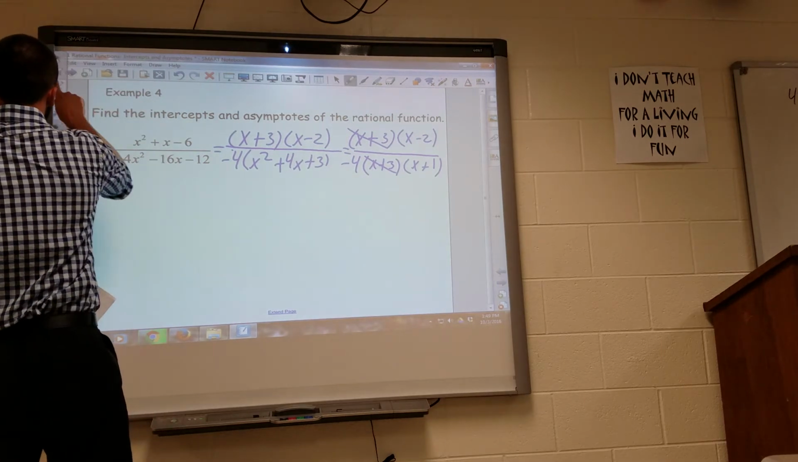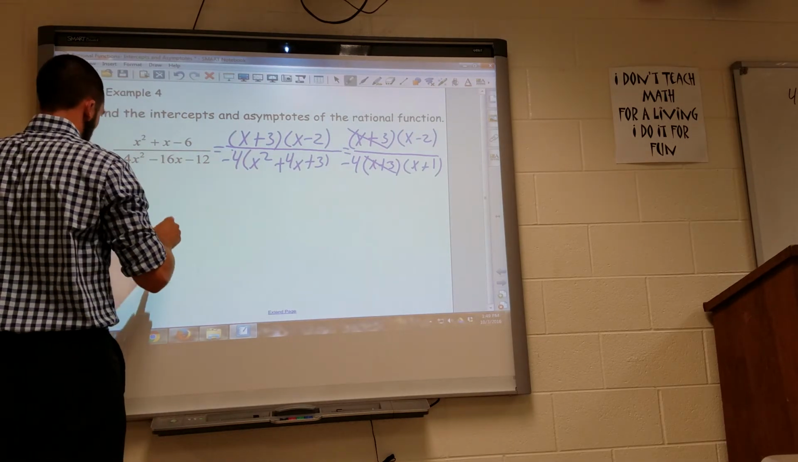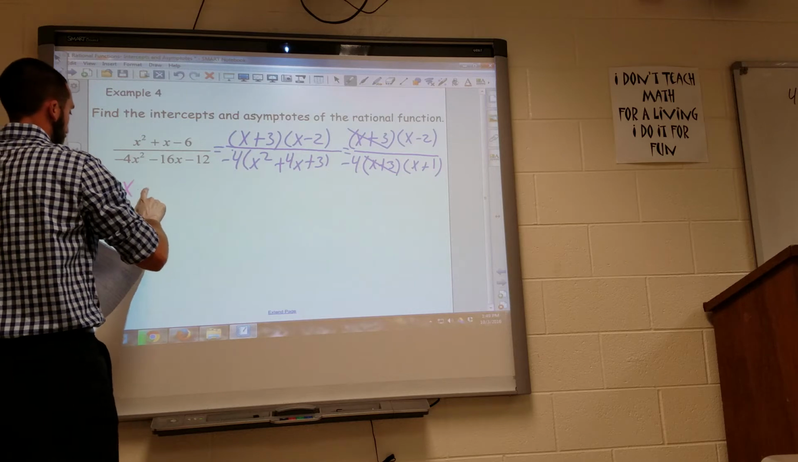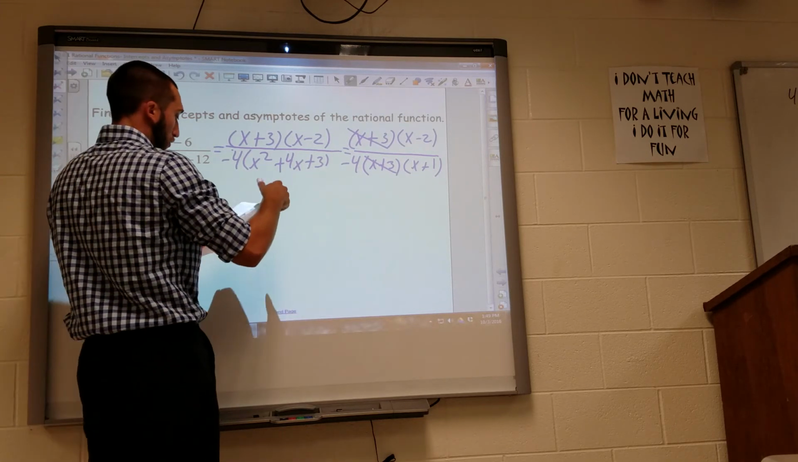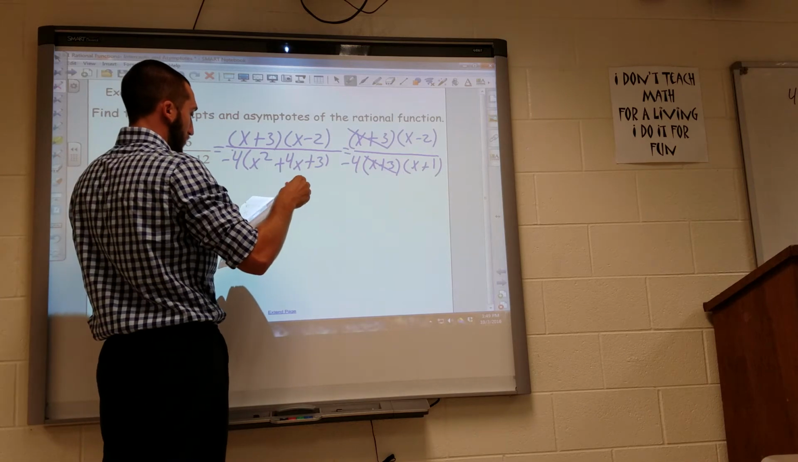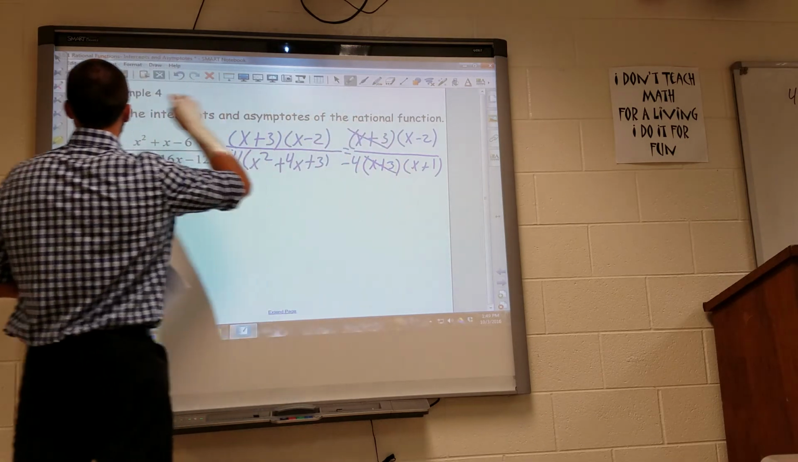Now let's go ahead and find the x-intercept first, which is the zeros of the numerator. So the only one I have to really worry about is positive 2.